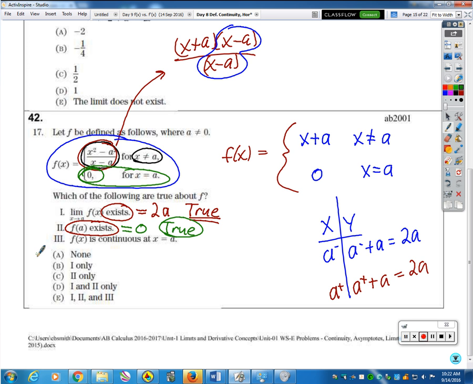It says, is the function continuous at x equal a? The function is not continuous because the 3 y coordinates are not infinitesimally close to each other. There's a y coordinate of 2a, goes back to 0, back up to 2a. Other follow-up questions? All right. 42.